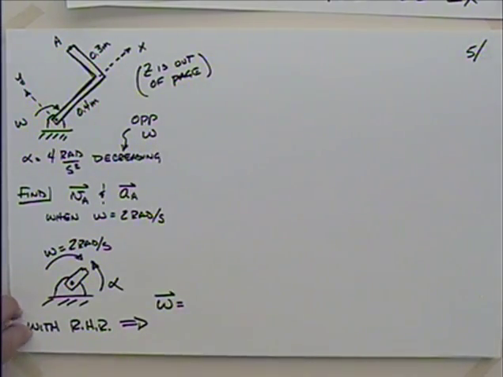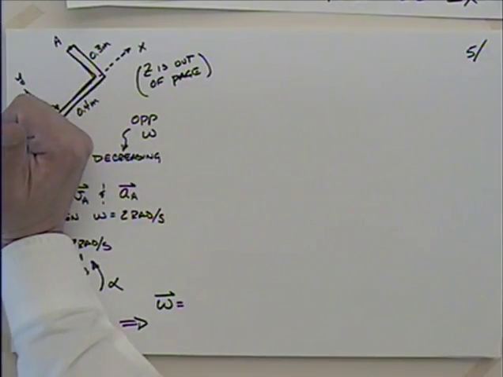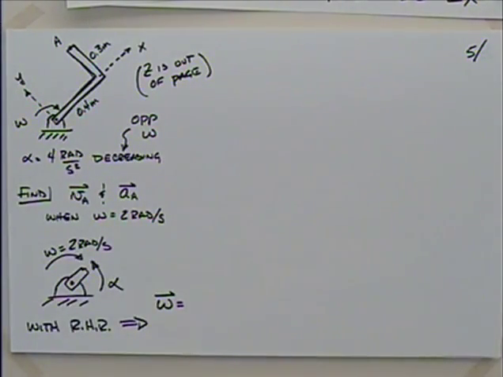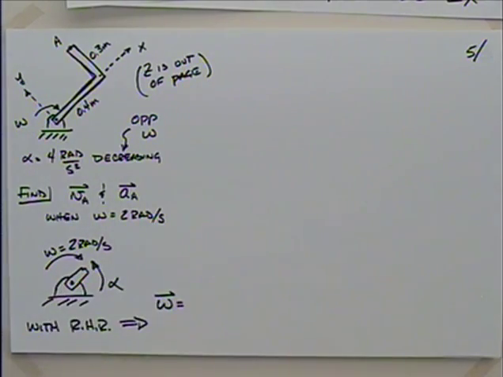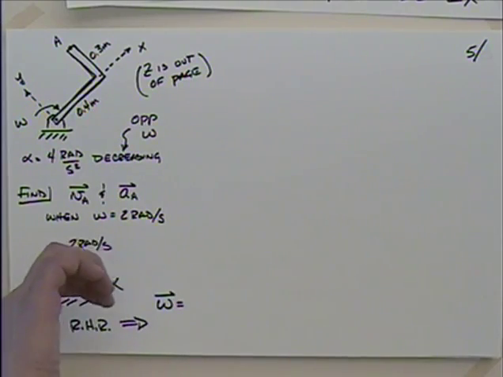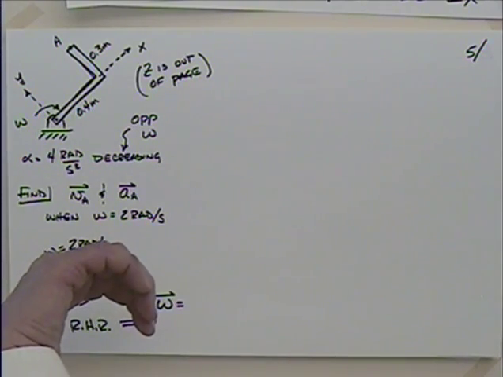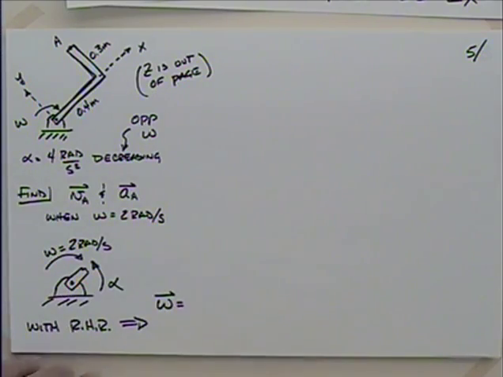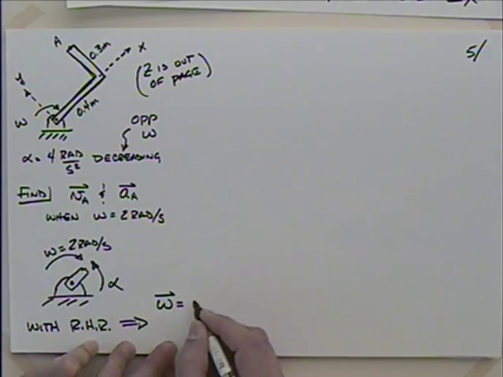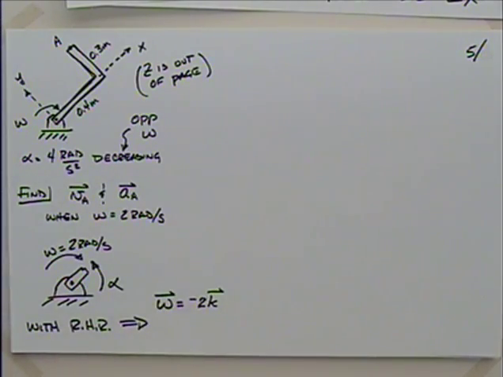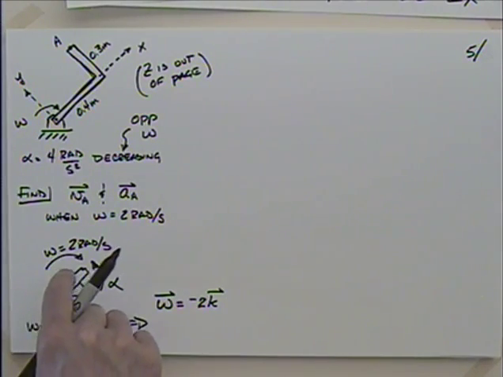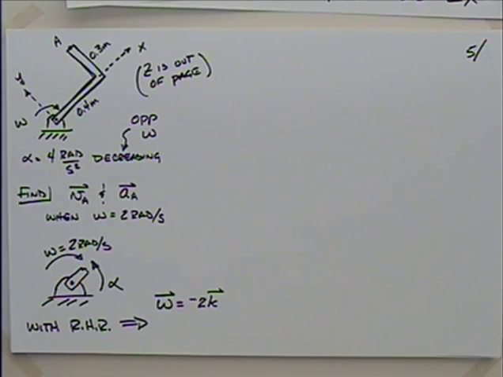Z's out of the page, isn't it? If this is x and this is y, you take your hand, go from x to y, your thumb is pointing out of the page. So now we know that z is pointing out of the page. It's this axis here that's out of the page. So if you take the fingers of your right hand and put them in the direction of omega, which way is your thumb going? Into the page. Okay? So that would mean omega is minus 2k, wouldn't it? If positive z is out, omega is pointing into the page, so omega is minus 2k.